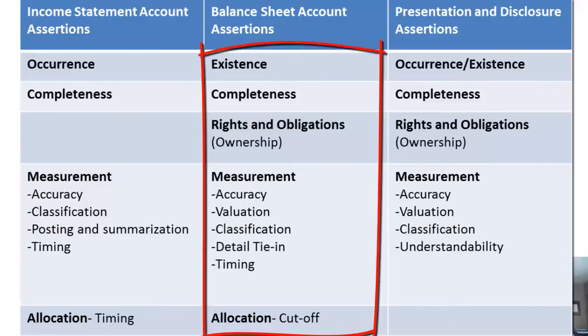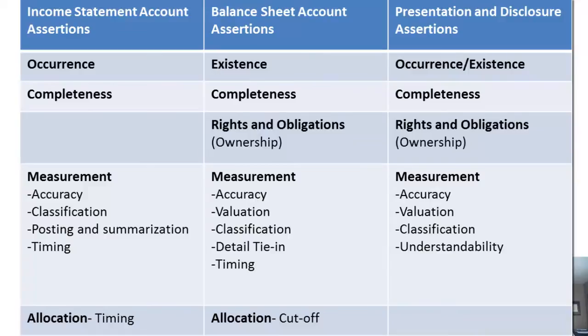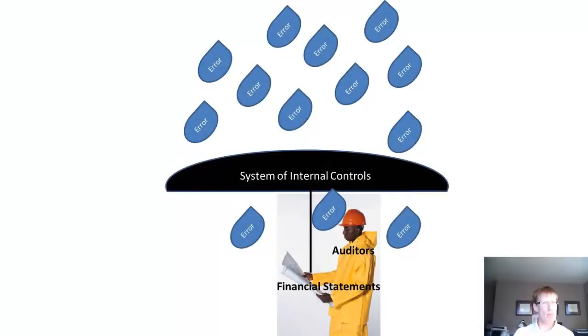1, that all recorded receivables exist. 2, that clients have the rights to the receivables. And 3, that the receivables have been recorded, etc., etc. The extent of our substantive procedures will depend on the assessments of inherent risk and control risk, as we saw in our last lesson. Do you remember our umbrella and raincoat analogy from a few lessons ago?